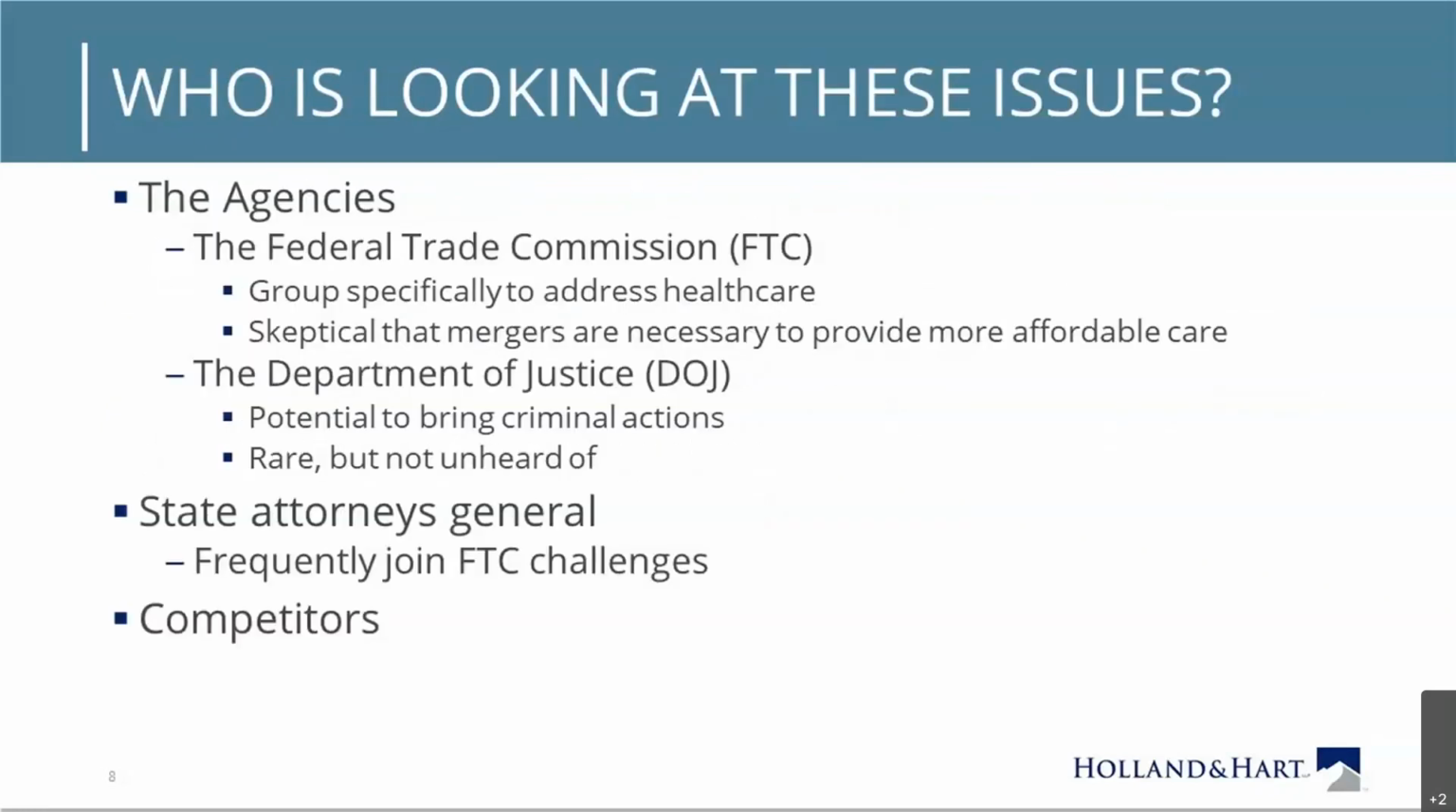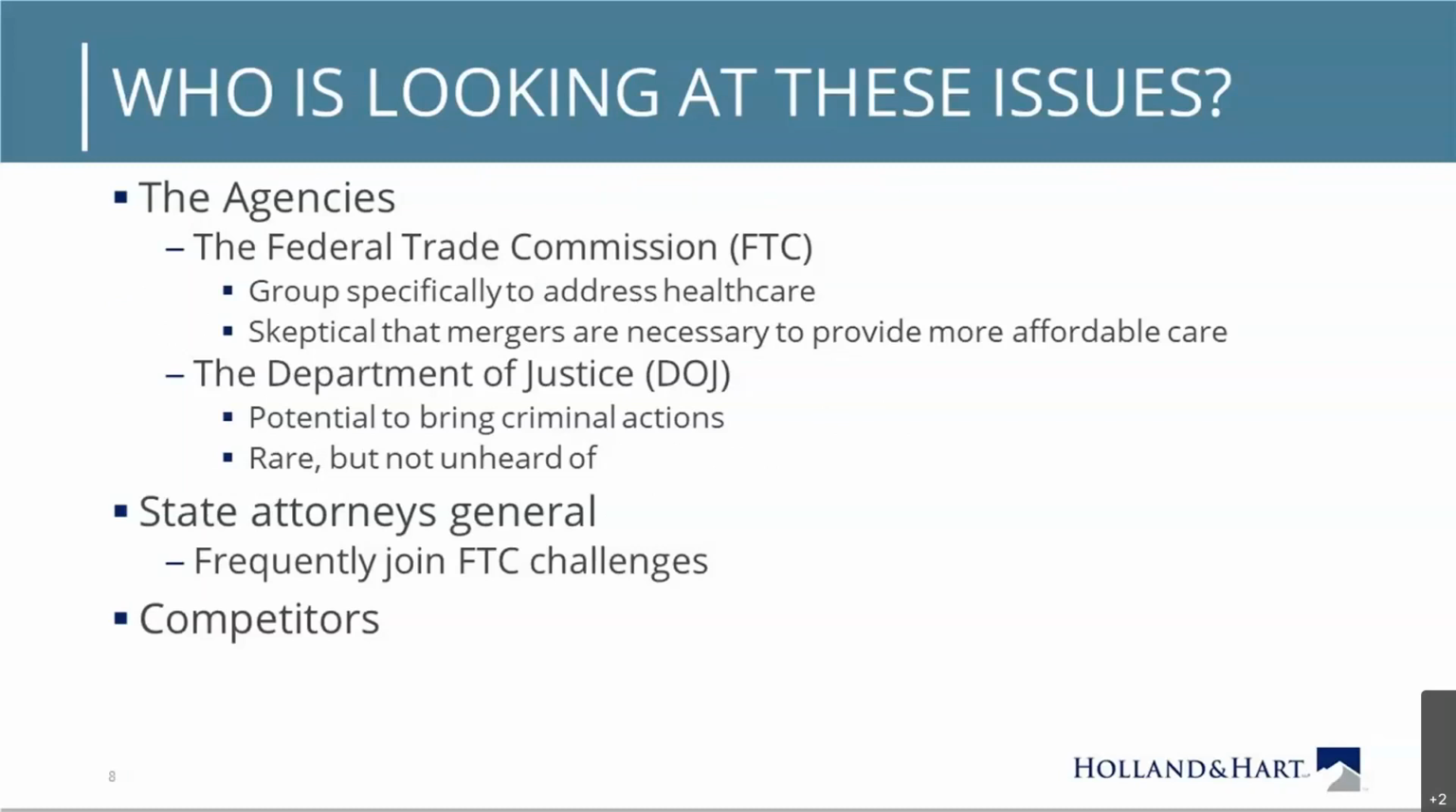Okay. So with those kind of basic definitions, let's go on then and look at the next issue, which is who's looking at antitrust law. I mentioned at the outset that with the federal government, we're talking about the Federal Trade Commission, the Department of Justice. The Federal Trade Commission is really where we focus in healthcare. It has a group specifically to address healthcare issues.